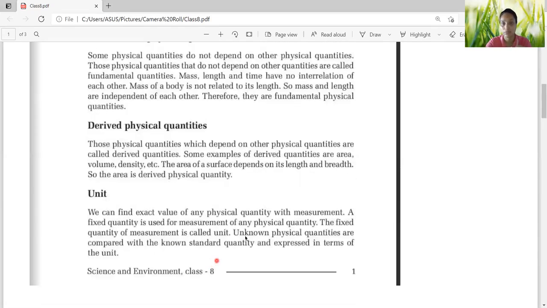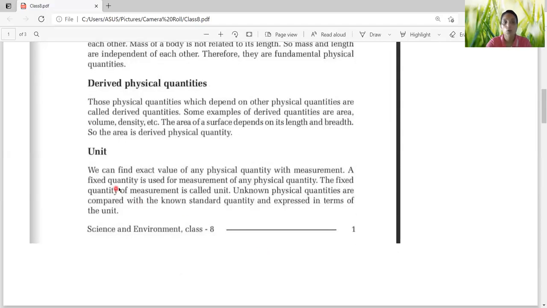Next is unit. What is a unit? Meter, meter square, all these are units. We can find the exact value of any physical quantity with measurement. A fixed quantity is used for measurement of any physical quantity. All over the world, there is a fixed measurement system, the international measurement system, on which we measure each and everything.